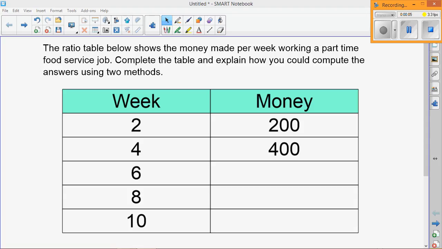In Lesson 10, we discuss more about ratio tables, and we learn a new fact about ratio tables. So if you look at the problem, my example problem, I'll talk about it as we do the example. The ratio table below shows the money made per week working a part-time food service job. Complete the table and explain how you could compute the answer using two methods.